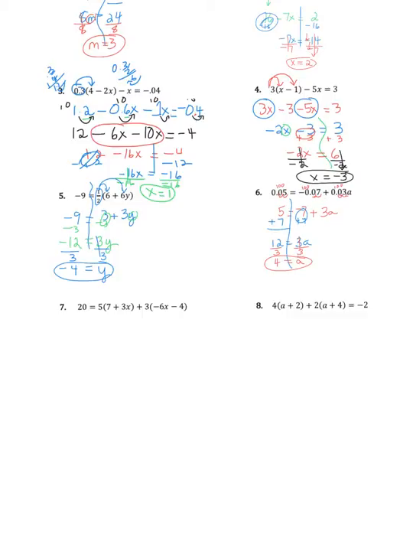20 equals 5. Distribute. That's 35 plus 15x. I'm going to distribute this 3. That's going to be a negative 18x and a negative 12. So on this side of the equal sign, I can combine 15x and negative 18x, and that will give me 13x. No, I have to add those. It's negative 23x.